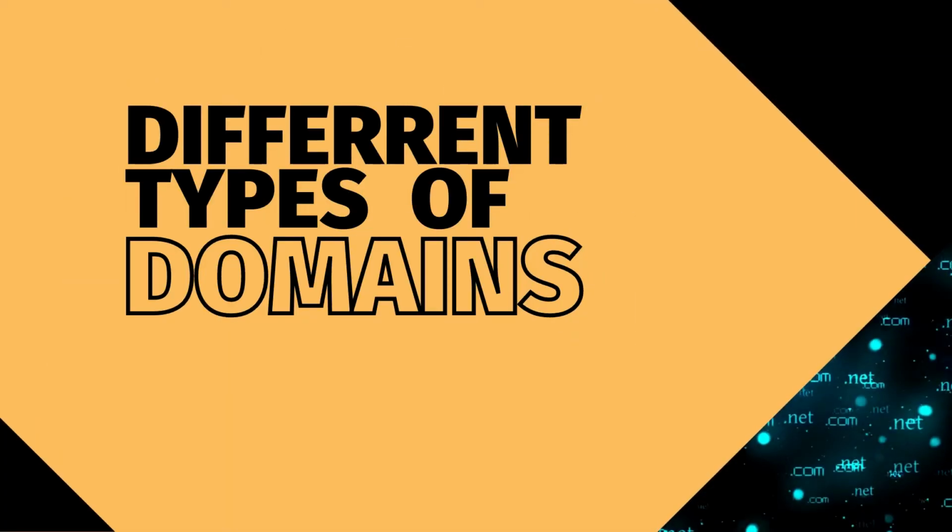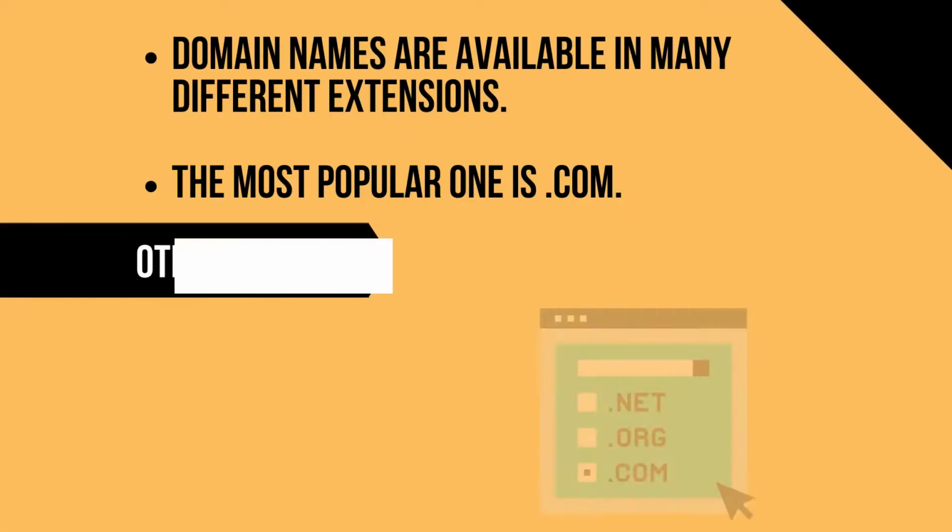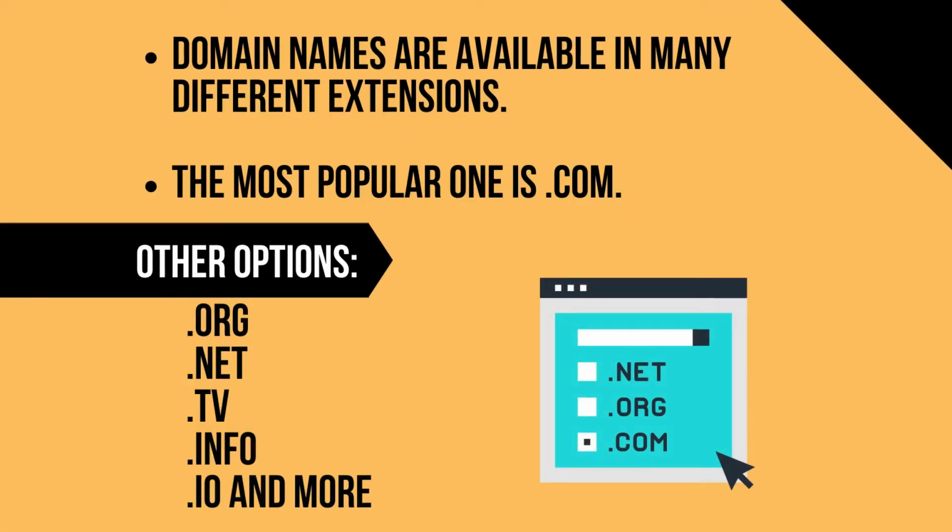Different types of domains. Domain names are available in many different extensions. The most popular one is .com. There are many other options like .org, .net, .tv, .info, .io, and more. However, we always recommend using the .com domain extension.